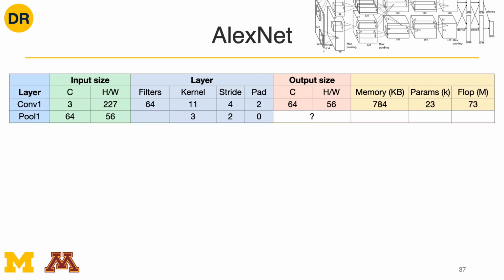So the next layer is a pooling layer. Again, the output from the first convolutional operation is 64 channels with H and W being 56 and 56. So that is your input as well. And AlexNet uses a kernel size of 3 with stride of 2, no padding for the max pooling. What do you think is the output size? This is slightly trickier than what we saw in the previous lecture.